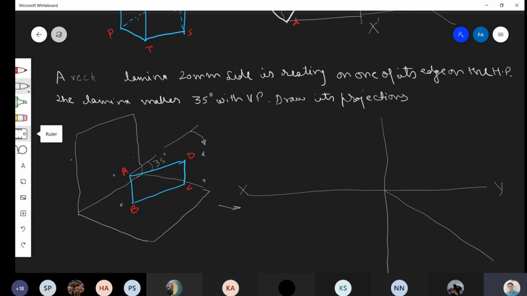A rectangular lamina, 20 mm into 40 mm side, is resting on one of its longer edge. I have made some correction in the question. Now, is this corrected question clear to all of you? A rectangular lamina. So you can see ABCD is a rectangle, 20 by 40. So one side is 20 and this one is 40, and it is resting on one of its longer edge on the HP.